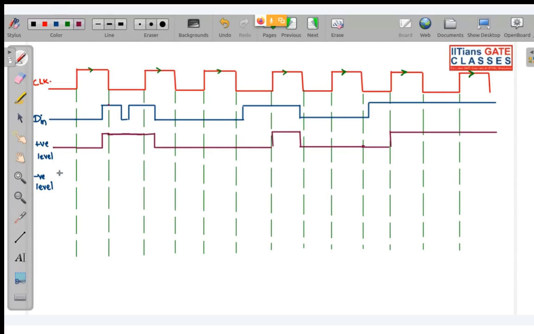See, for negative level, you can see these are your negative edges. This is your negative edge, negative edge, and so on. Okay. So in the negative edges, you can see your input is what? It is 0. Fine. Now here it is positive edge. So in the positive edge, what was the last value in the negative state? That will be held in the positive edge.